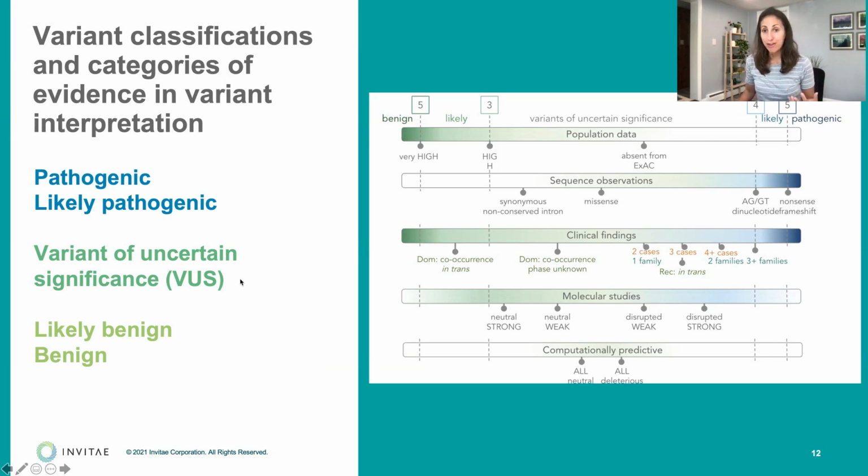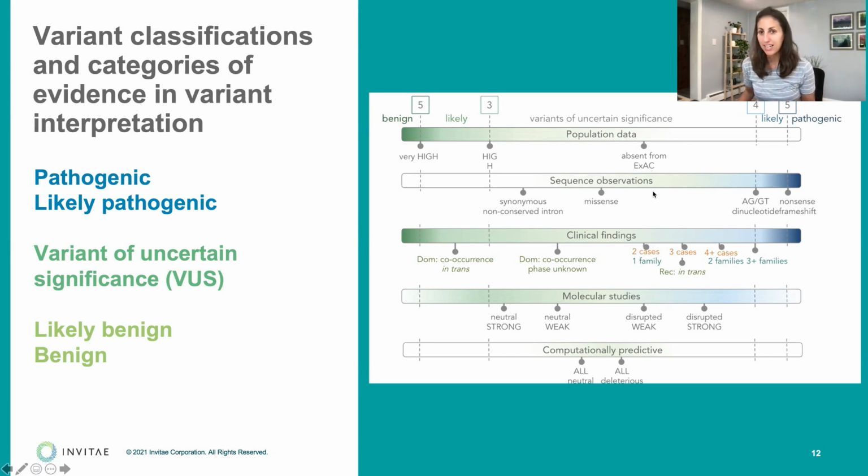We want every variant to fall into one of these other categories so that we can give a clear result. But we sometimes just don't have enough evidence to say one way or the other. Some of the evidence we use is population data. So these big databases like gnomAD, our own lab databases, ClinVar. Are we seeing this variant in control individuals or not?